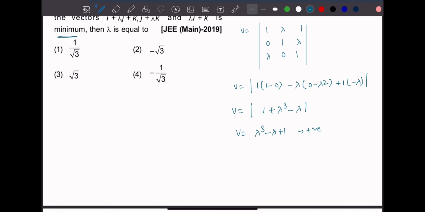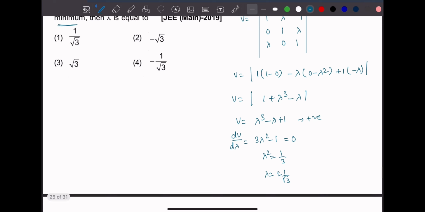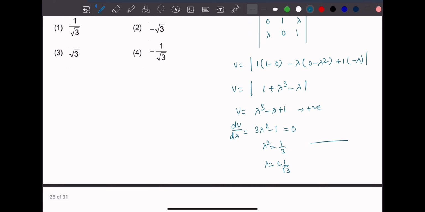Now we are going to differentiate this one, so dV by d lambda gives 3 lambda square minus 1 equal to 0, which means lambda square is equal to 1 by 3, and the possible values of lambda are plus and minus 1 by root 3. If I go with a number line, I get minus 1 by root 3 here and 1 by root 3 here.